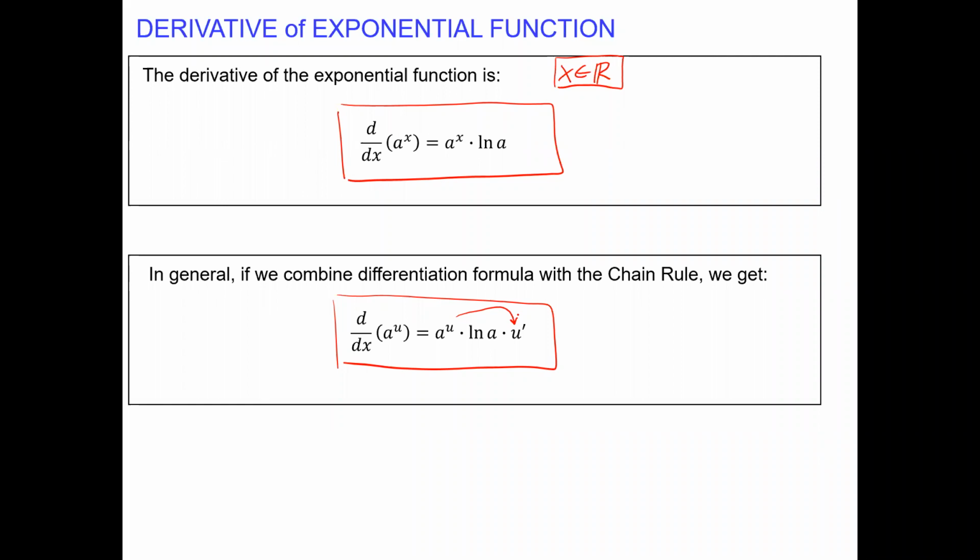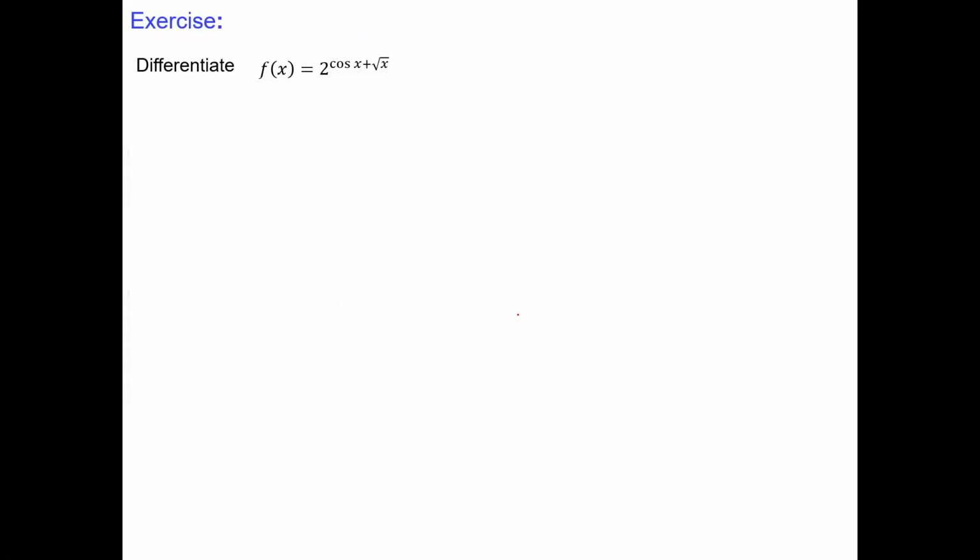Okay, let's do one example. Differentiate 2 to the power of cosine of x plus square root of x. I can write this function as 2 to the power of u, where u is the entire inner function, cosine of x plus root x. And now the new formula: the derivative of 2 to the u is 2 to the u times natural log of the base, and following the chain rule, times the derivative of u.